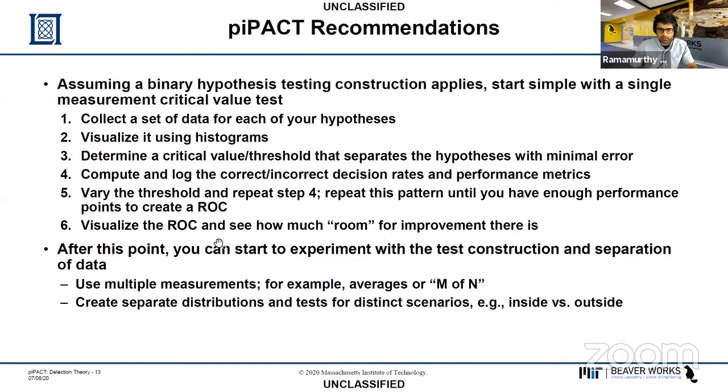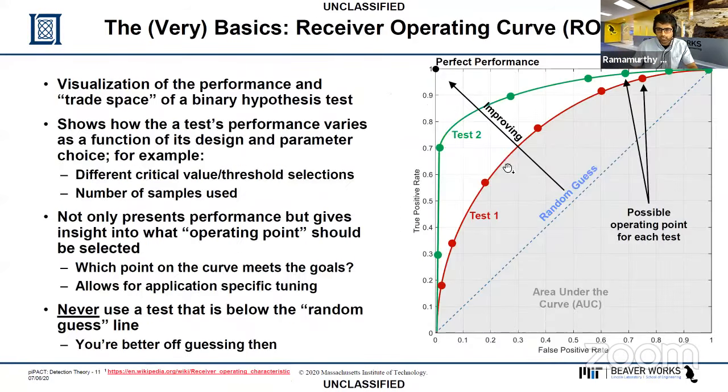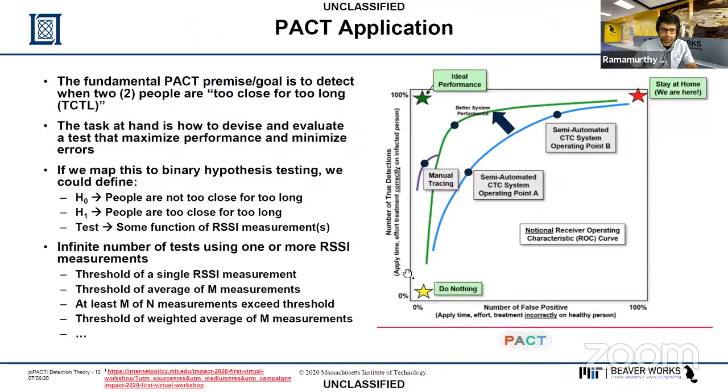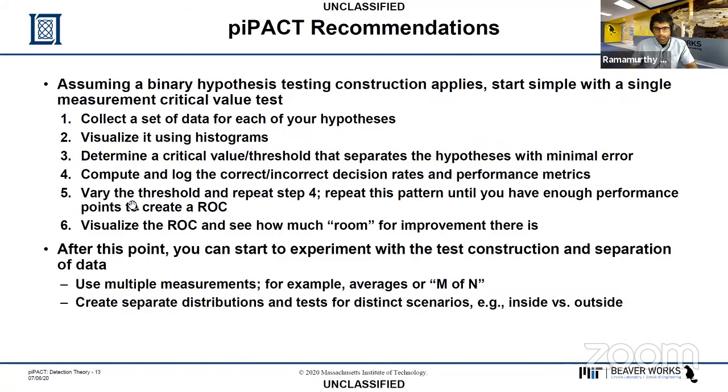And then visualize that ROC curve and see how much improvement is left. How close to this corner are you? If you're right above random guess, then you've got some work to do. If you're below random guess, that was a bad test. Get rid of it. A bad test statistic. All right, it's not likely to be a bad test statistic, but maybe it was a bad test. But see how much improvement you need to make, or you have opportunity to make. After you do even this simple thing, you can start to experiment with how to construct more complicated tests.